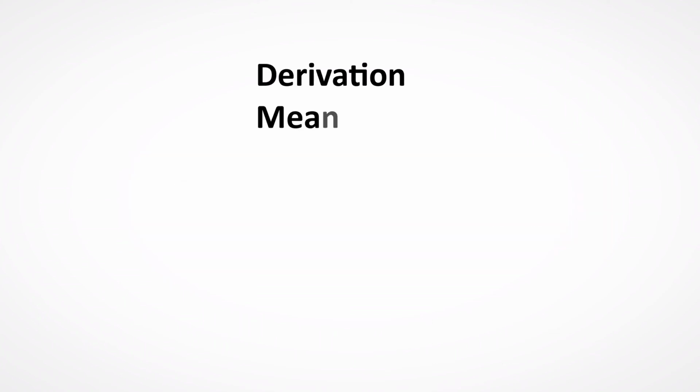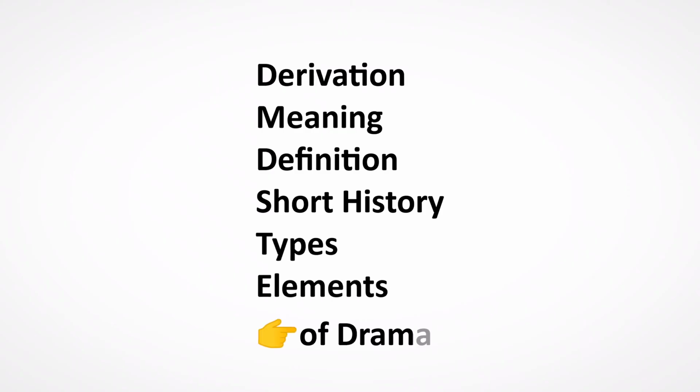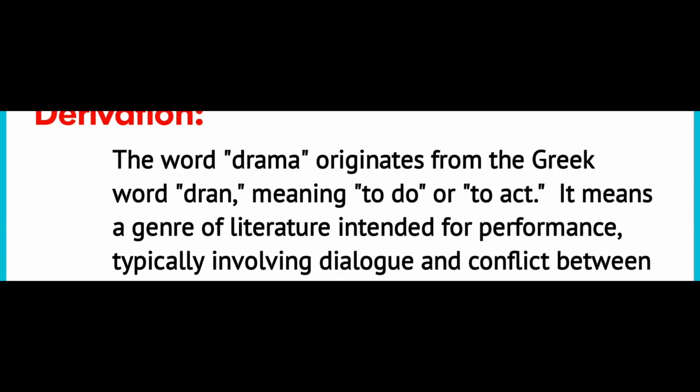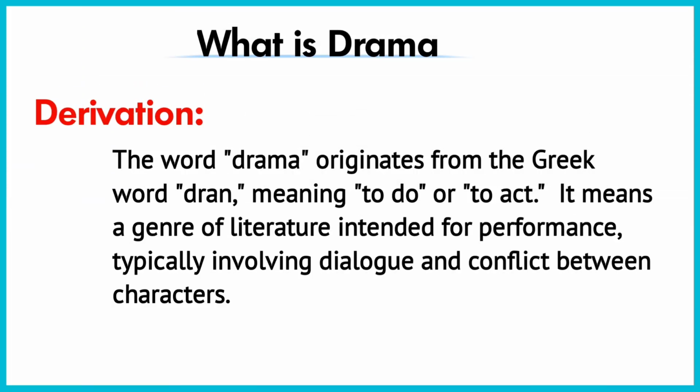In today's video, we are going to talk about derivation, meaning, definition, short history, types and elements of drama. So let's start with derivation of the word drama. The word drama originates from the Greek word dran, meaning to do or to act. It means a genre of literature intended for performance, typically involving dialogue and conflict between characters.